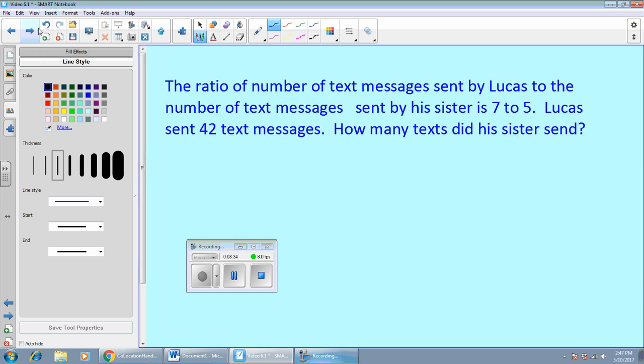Alrighty, I want you to press pause. I want you to solve this question on scrap paper and then press play to see if your answer matches the correct one. See you in a bit.